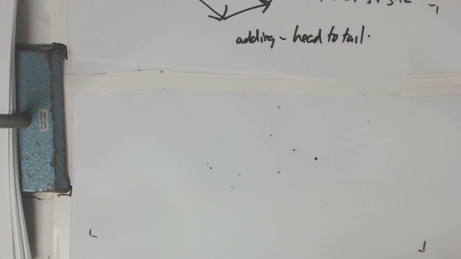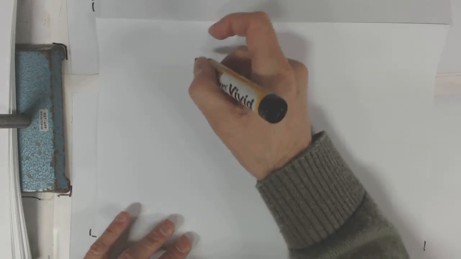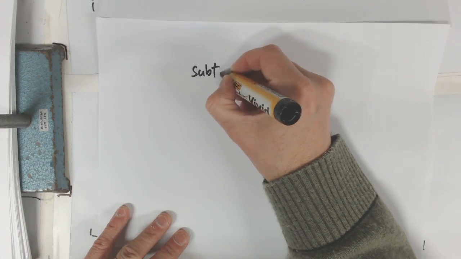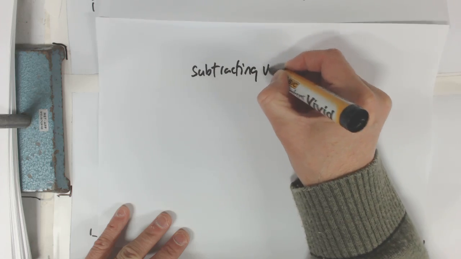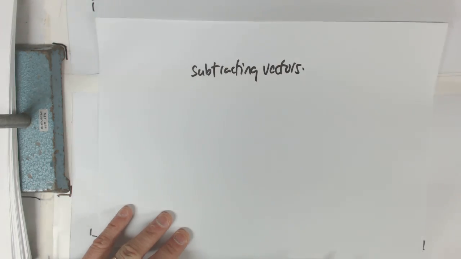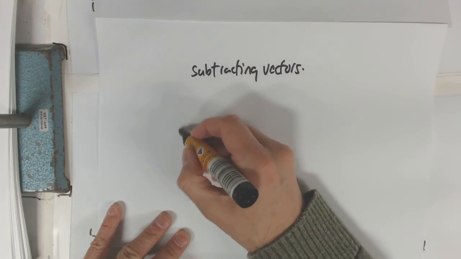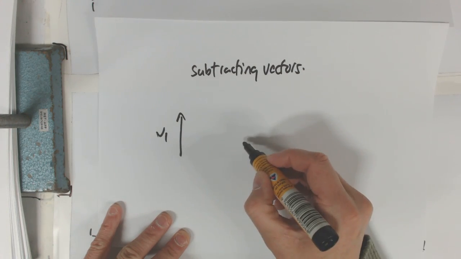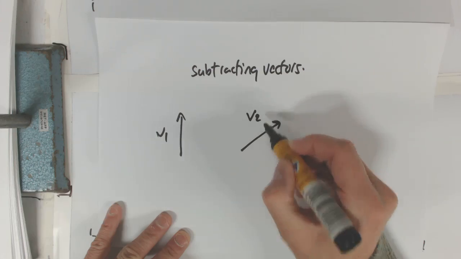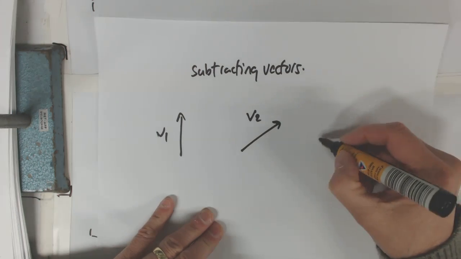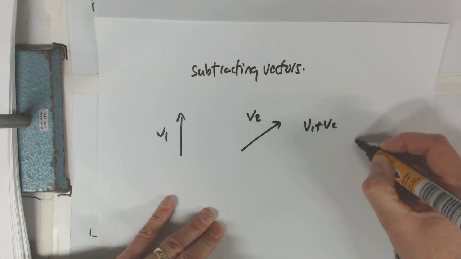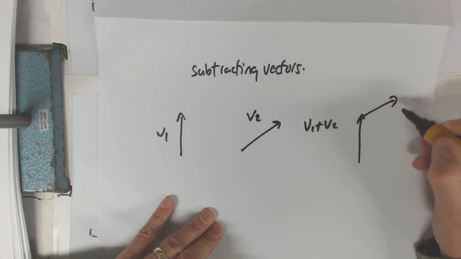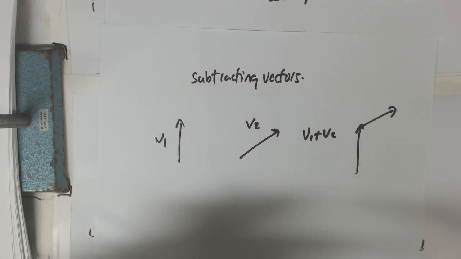Now, subtracting vectors. Just get that one out of the way. Is nearly as easy as adding vectors. What you do is, if you've got a vector, we'll call that v1, and if you've got a vector like that, we'll call that v2. If I was to add them, I think you now know that v1 plus v2 is that one, and then that one. And our resultant vector is this.